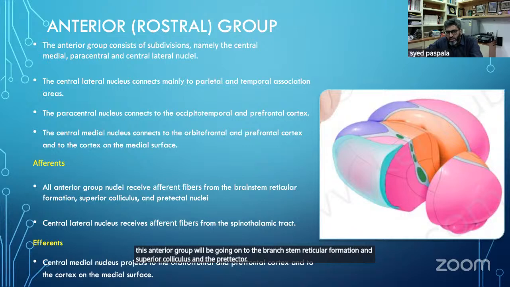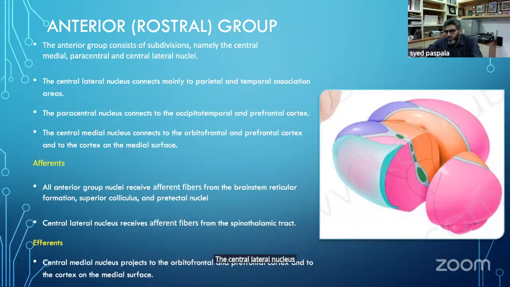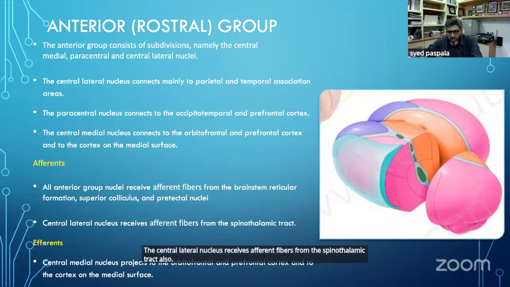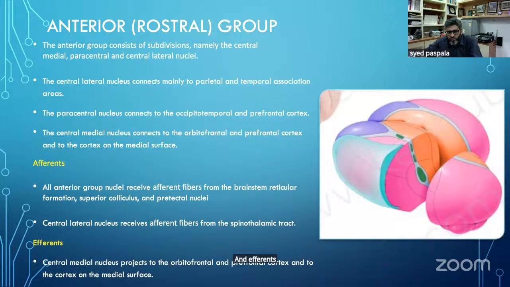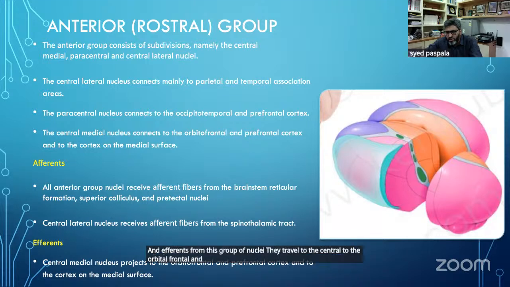The central lateral nucleus receives afferent fibers from the spinothalamic tract also. And efferents from this group of nuclei travel to the orbitofrontal and the prefrontal cortex, mainly from the central medial nucleus, and to the cortex on the medial surface of the hemisphere also.